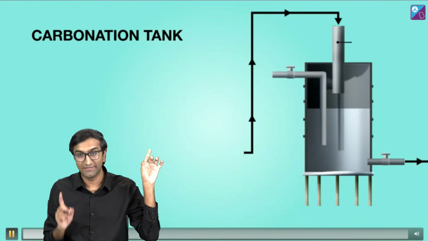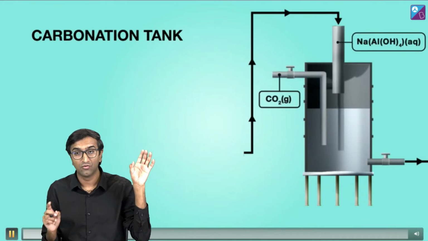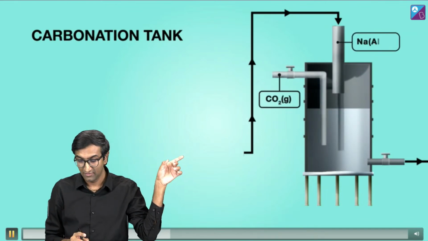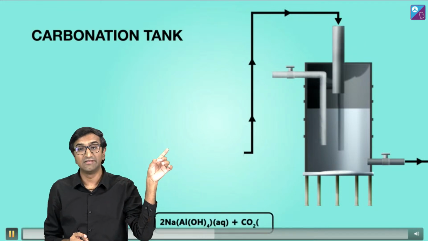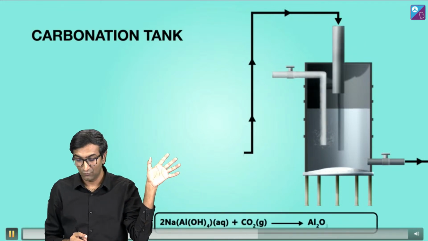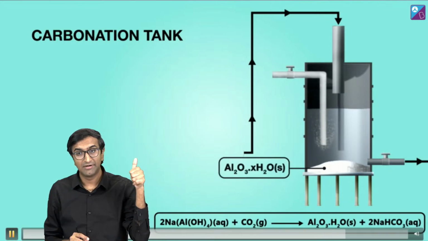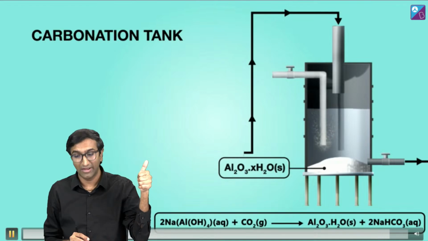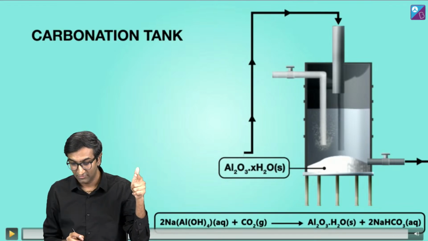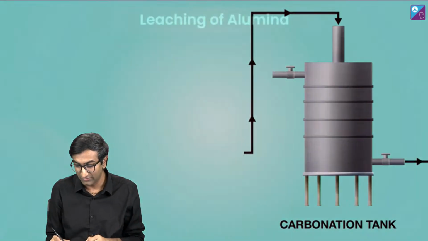Okay, NaOH ऊपर से आते हैं, NaAlOH4 ऊपर से आता है, CO2 gas यहाँ से आती है and then together there's a neutralization reaction and what's left is Al2O3.H2O, which is good, but .H2O, it's still hydrated. Okay, I need to get rid of that. So this is the solid I get, but I need to get rid of that.